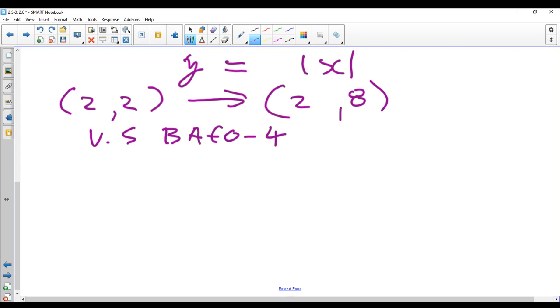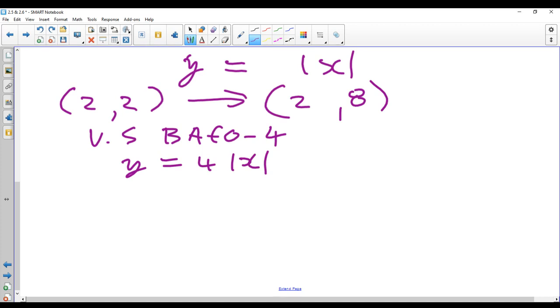So what's the equation that would generate this function? Go ahead, please. It would be outside of the absolute value. So y is equal to 4 absolute value of x. That is what would generate that function right there. 4 absolute value of x.